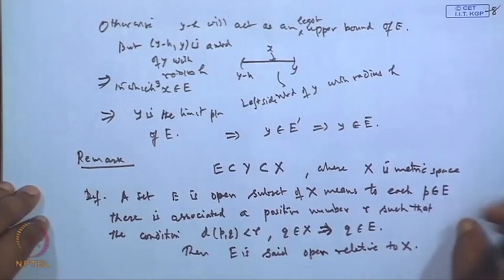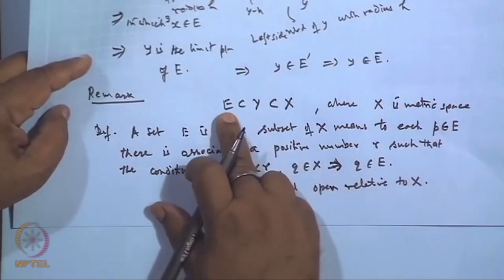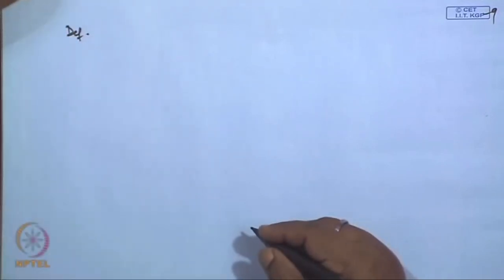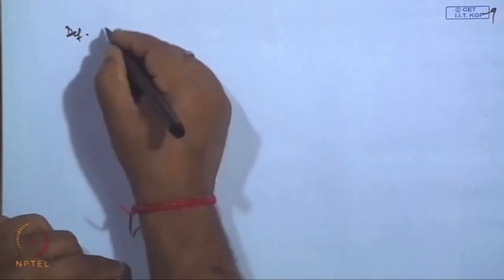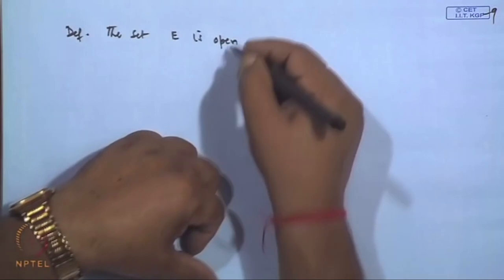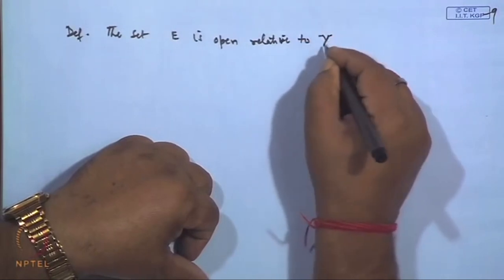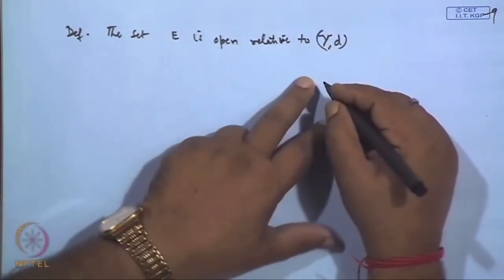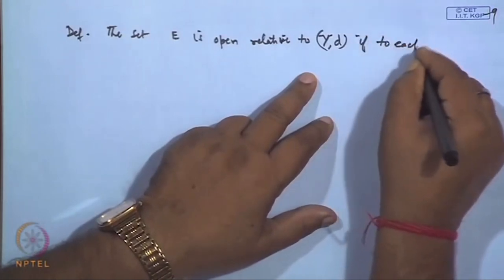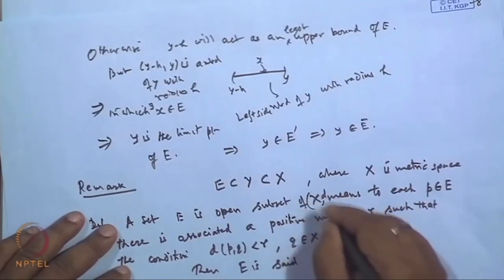Similarly, since Y is also a metric space under the same metric D, E may also be open with respect to Y. Then we define that the set E is open relative to Y. Here also (X, d) is a metric space.